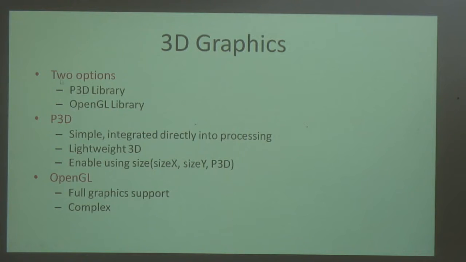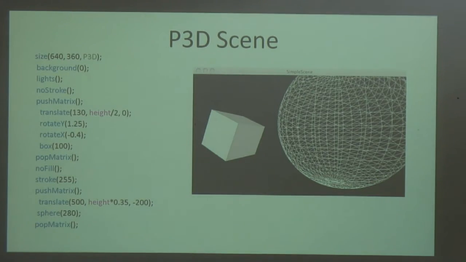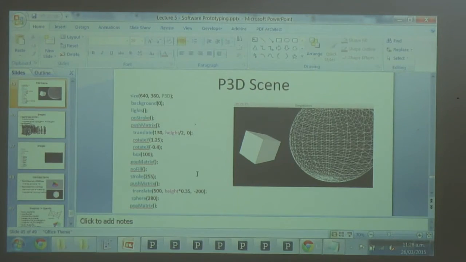So for 3D graphics in Processing, you've got two options. You can use P3D, which we've just looked at, or you can use OpenGL. P3D is simple. It's integrated directly into Processing, so it's native. It's lightweight 3D, so it doesn't provide all the functionality of OpenGL, but it's fairly straightforward, and you enable it by using size(x, y, P3D). OpenGL, on the other hand, supports everything, but it's quite complicated to set up, so we're not going to look at it too much. All right, so let's have a look at a simple P3D scene.